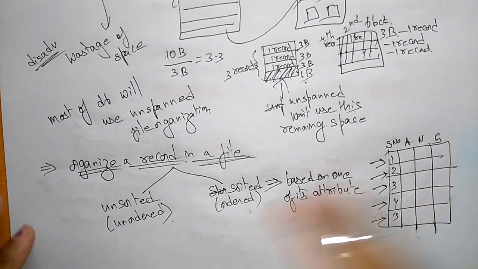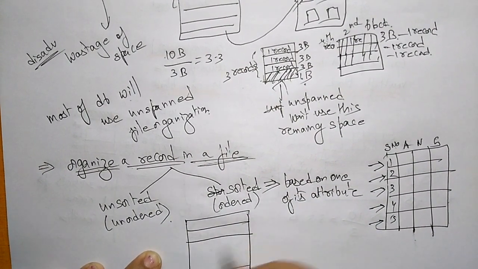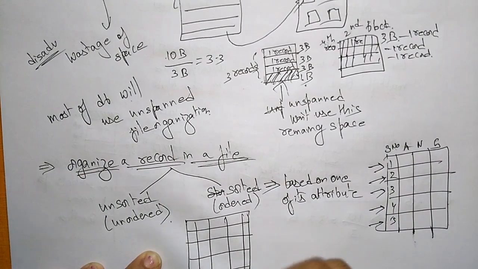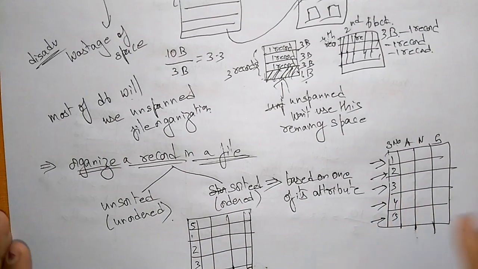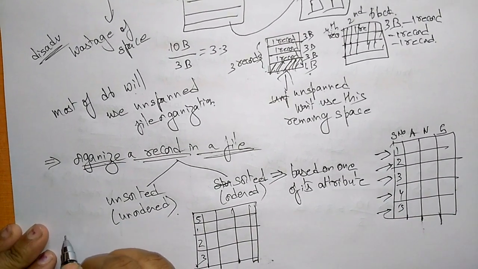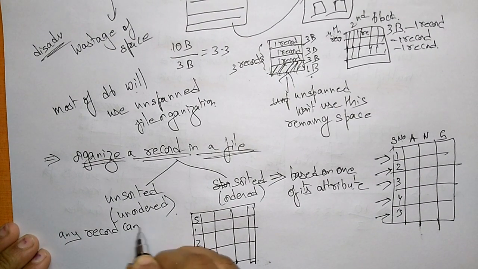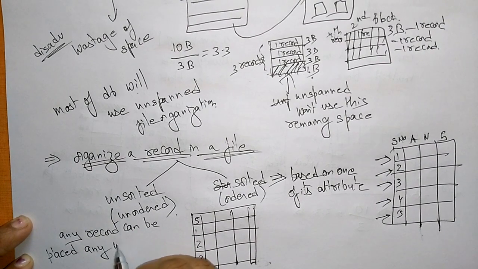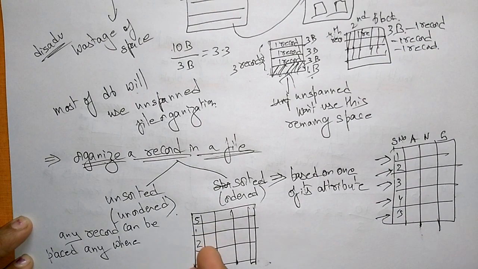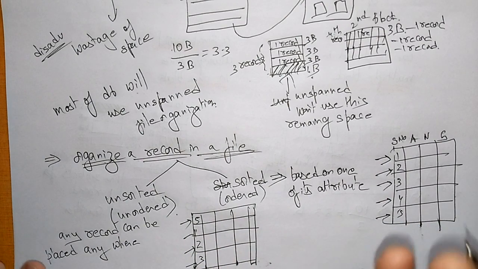Coming to unsorted, it means unordered. In an unordered file, the records will be placed in no particular order. Suppose 5, 1, 2, 3, like that. So here any record can be placed anywhere. So here there is no restriction. You can place any record here. I place the first record here, I place the second record, third record, fifth record, like that. So any record can be placed anywhere.